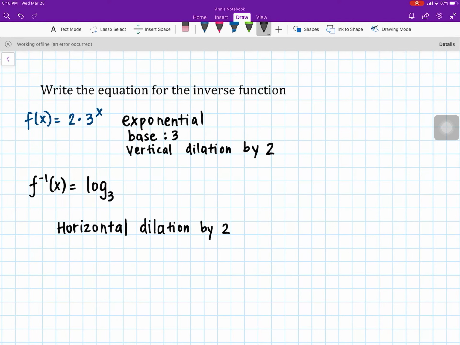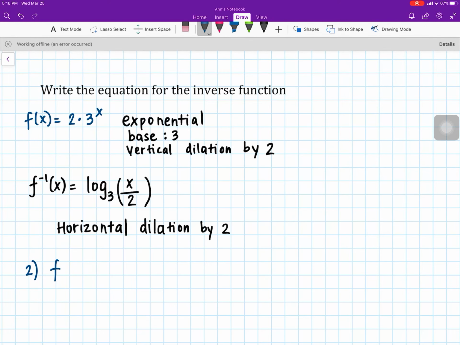Whenever it's a horizontal dilation, you're going to have it inside of the parentheses. And since it's by 2, do the opposite. So therefore, it's 1/2, or you can write x over 2. Let's do another example.